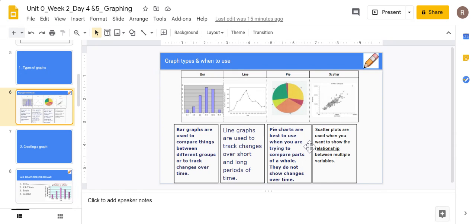Then we have pie charts. Pie charts are best to use when you are trying to compare parts of a whole. They do not show changes over time. So if I wanted to take a poll, we've done a couple of those in class, about how you're feeling, let's say green represents happy. So a certain percentage of the class is feeling happy in that moment when we asked you to take the poll. A little sliver, let's say, 6%.